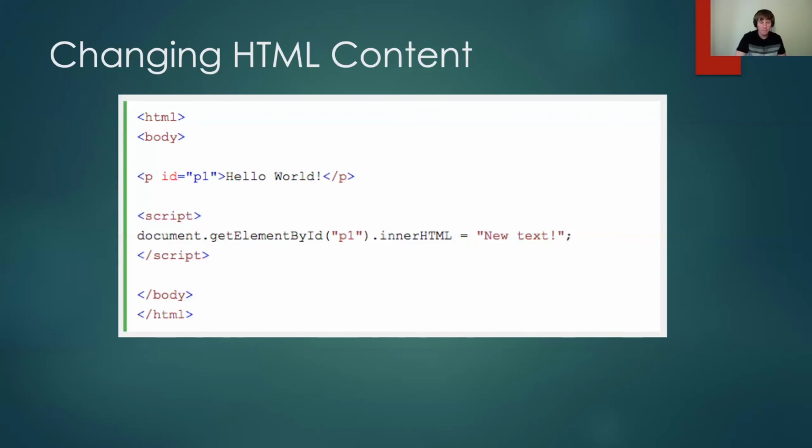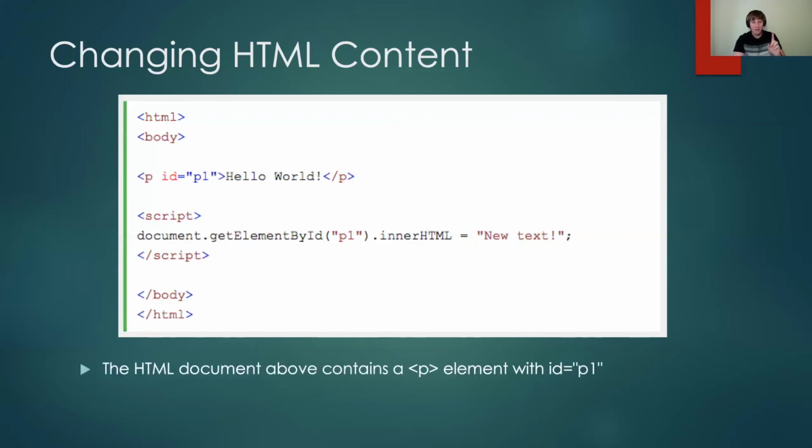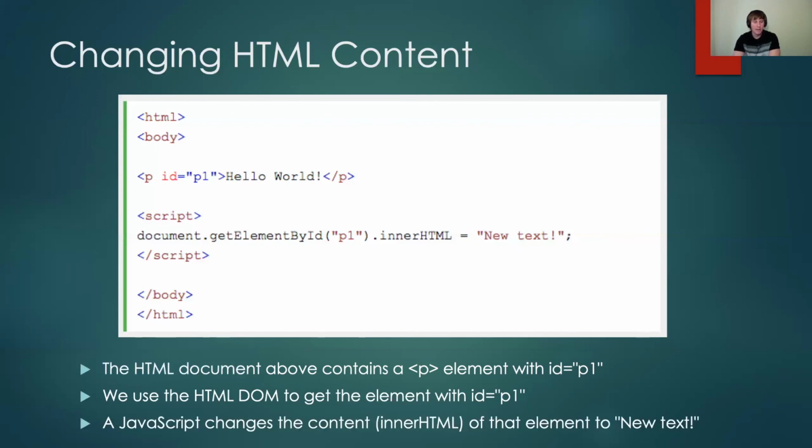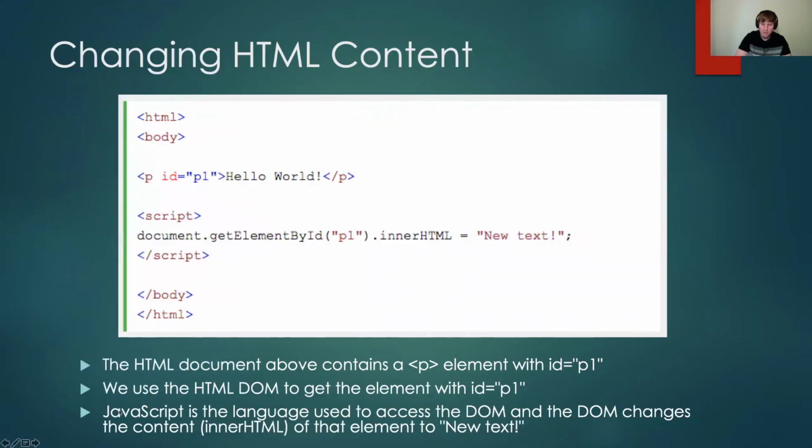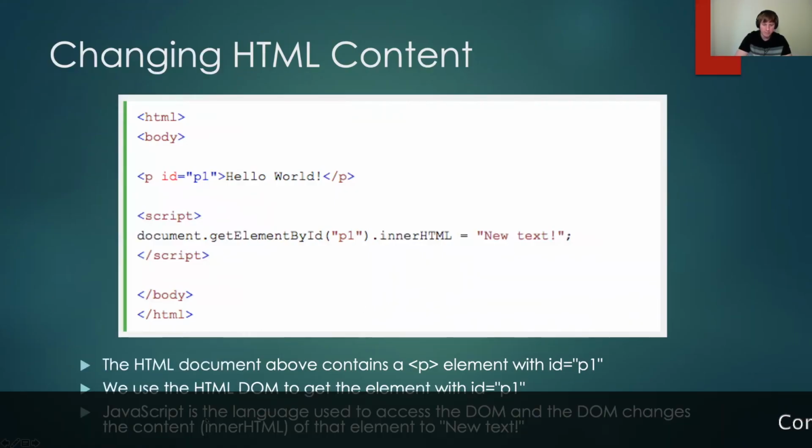Okay, so I actually have 3 layers there. Here, the document does contain a paragraph tag with ID equal to P1. The DOM is getting the element with ID equal to P1, and the DOM is changing the content of that element to new text. So let's make sure we're clear on this. JavaScript is a language used to access the DOM, and the DOM changes the content of that element to new text.